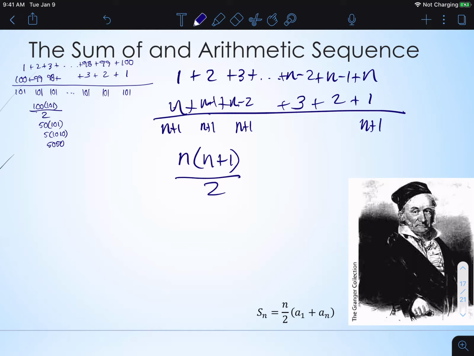Well, it turns out then that that same property exists if we were to take a sum of an arithmetic series. And so if the arithmetic series was just simply a sub n is equal to a sub 1 plus a sub 2 plus, or commas, right?